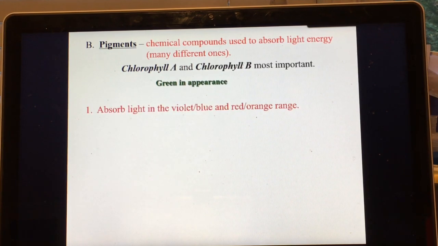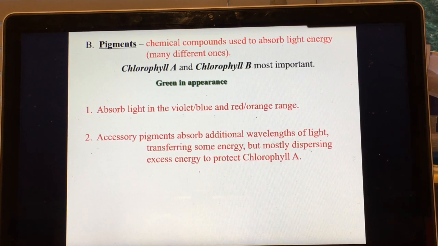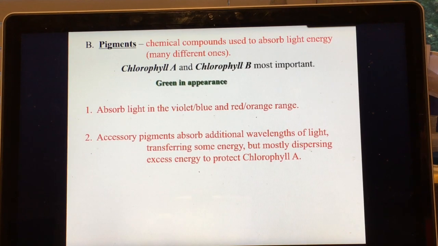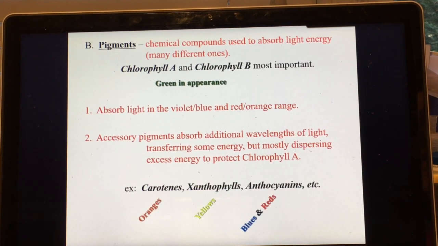And they appear green, and we'll explain why in a few minutes, but they absorb wavelengths in the blue and violet range and the red and orange range and reflect all of the other wavelengths. There are also accessory pigments that we see in the fall, the red and yellow pigments, that absorb additional wavelengths of light and collect some energy, but mostly they disperse extra energy to protect chlorophyll A. Those pigments are the carotenes, which are orange, xanthophylls, which are yellow, and the anthocyanins, which are blue and red.